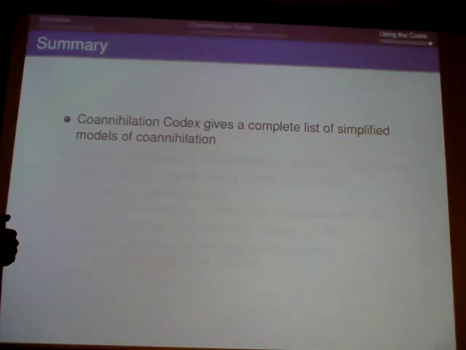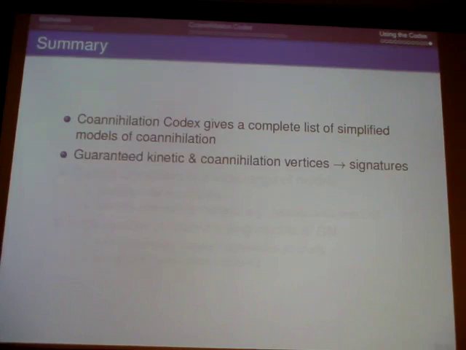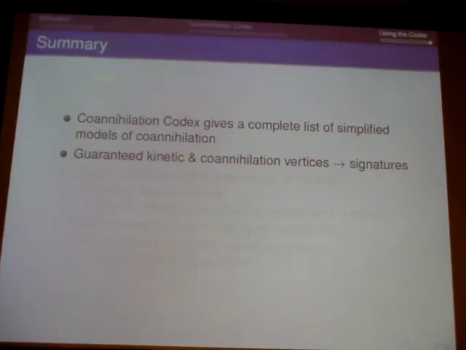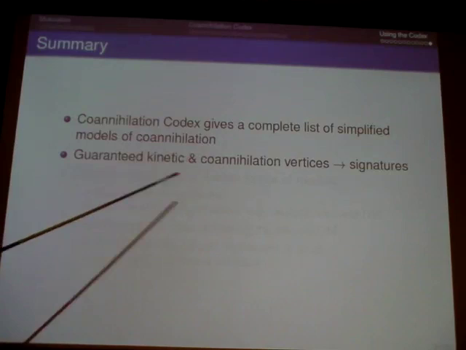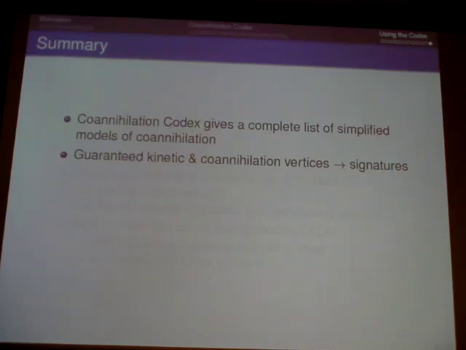Okay, and so that brings me to the end. So the coannihilation codex gives a complete list of simplified models of coannihilating dark matter. As I've tried to highlight, you have guaranteed production strengths of some of the particles through their kinetic terms, whereas other production mechanisms depend on the coupling constants and the coannihilation vertices. And these give sort of complementary tests of the mechanism. And the kinetic terms lead to guaranteed signatures at the LHC strengths that you know something about.